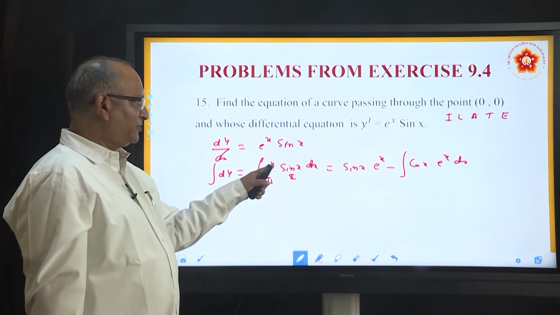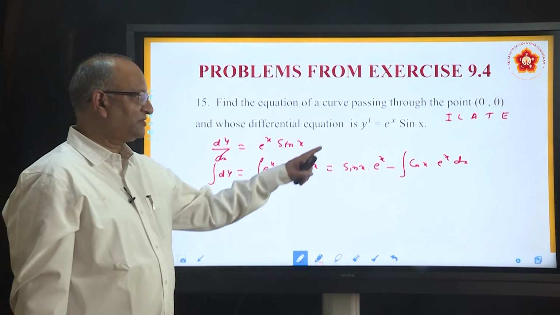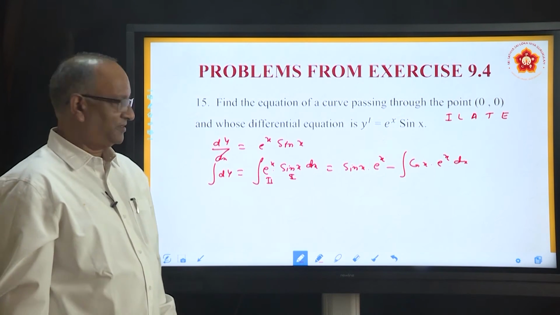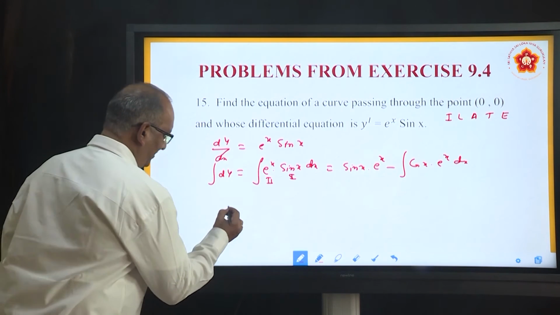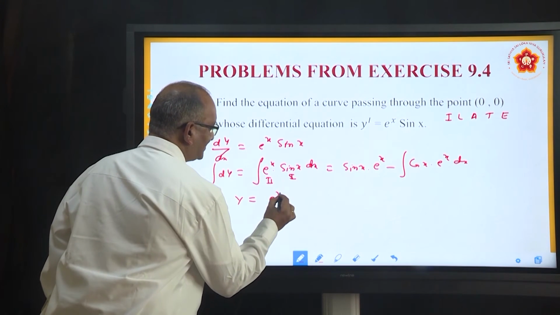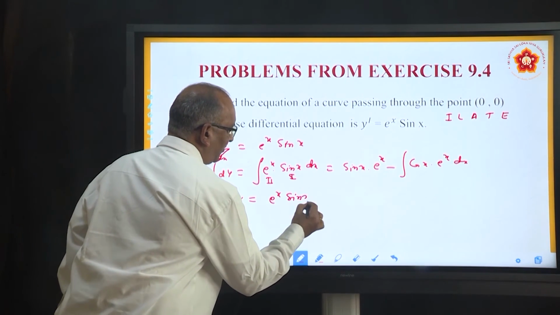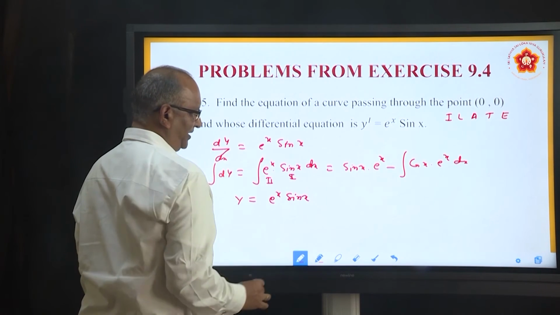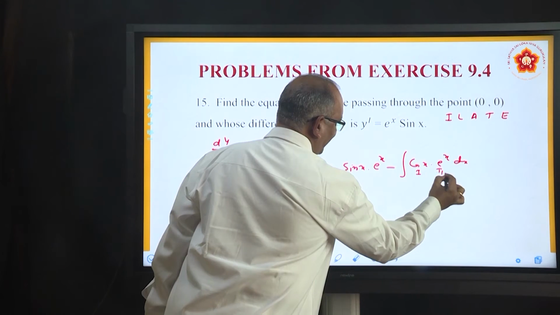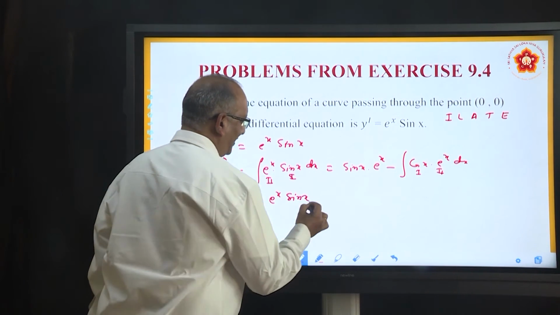We started with e to the power x sin x, in the process we got e to the power x cos x. So, how do you deal with it? Integral of dy is y equal to e to the power x into sin x. Follow the same procedure which you followed here, that is take cos x as first function, e to the power x as second function and integrate. So, what do you get?